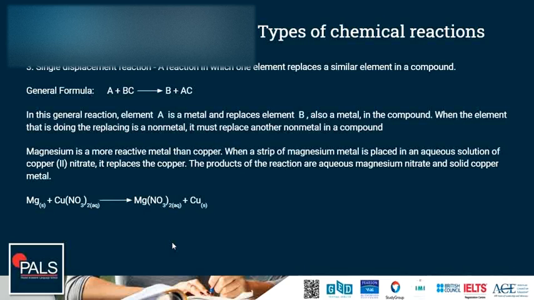Magnesium is a more reactive metal than copper. When a strip of magnesium metal is placed in an aqueous solution of copper 2 nitrate, it replaces the copper in the nitrate compound. The products of the reaction are aqueous magnesium nitrate and solid copper metal. As we can see, magnesium plus copper nitrate, Mg plus Cu(NO3)2, react to form Mg(NO3)2 plus Cu.